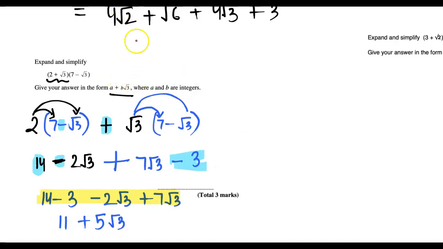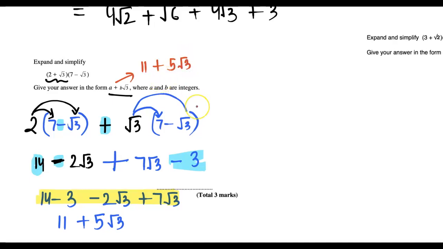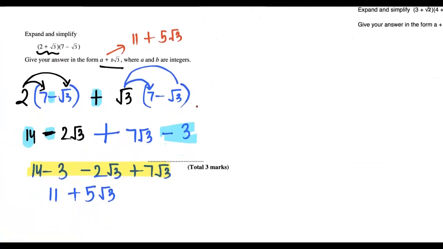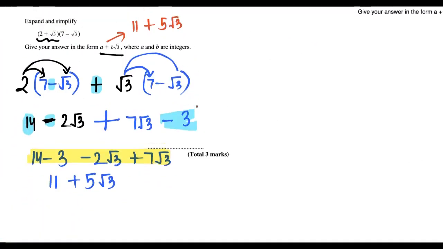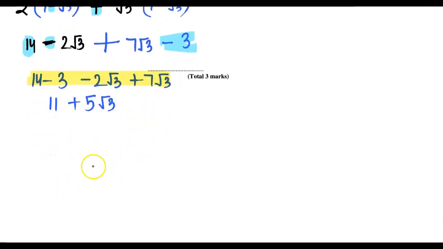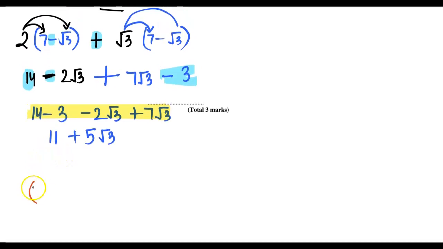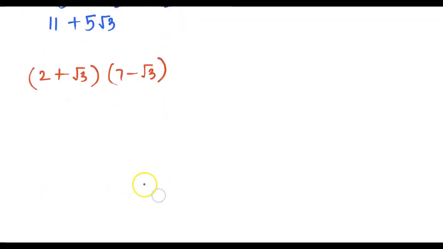They wanted us to write the answer in a plus b root 3 form, where a and b are integers. So it is basically 11 plus 5 root 3. Right? Clear? Okay. Now let's understand the same thing with the next method, method number 2. So I will be using the same question because we know the answer for that. The question is 2 plus root 3 and 7 minus root 3. We have to expand these two brackets.